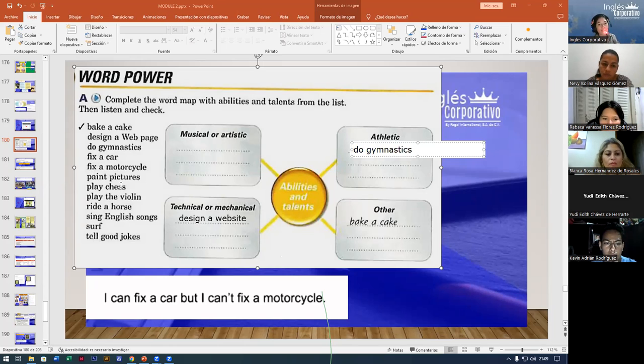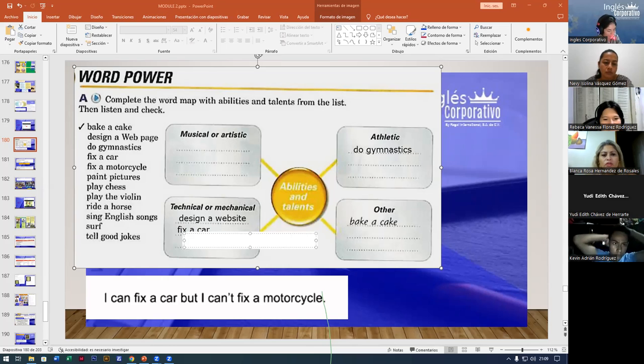The next one. Fix a car. Technical or mechanic. Technical or mechanic. Fix a car. The next one will be fix a motorcycle. It's also technical or mechanical, exactly. Fix a motorcycle. Very good. And the following is paint pictures.